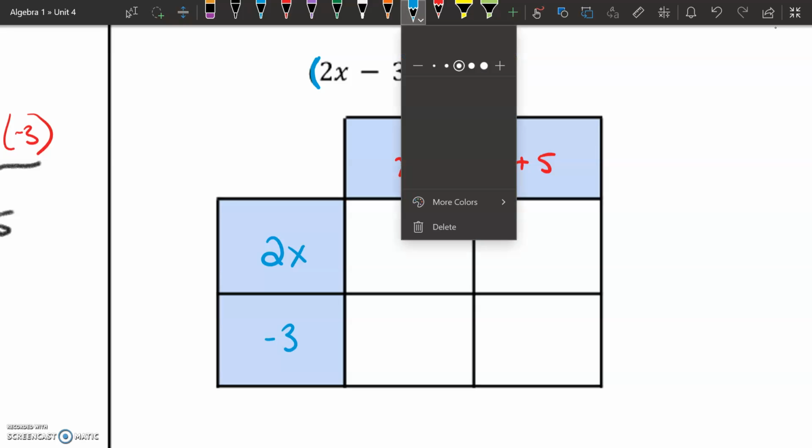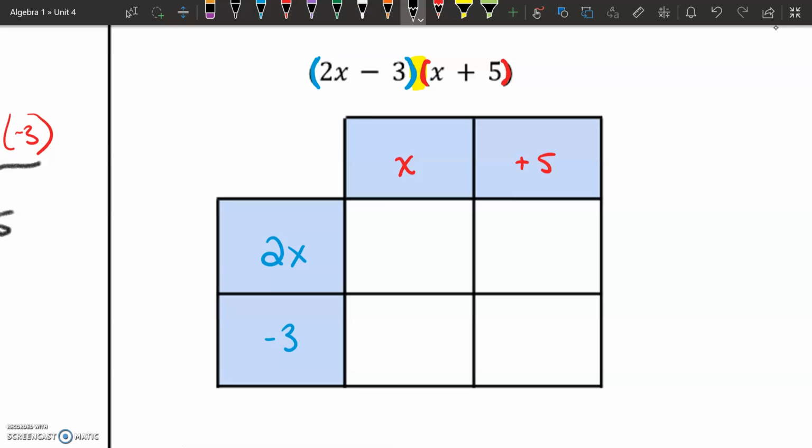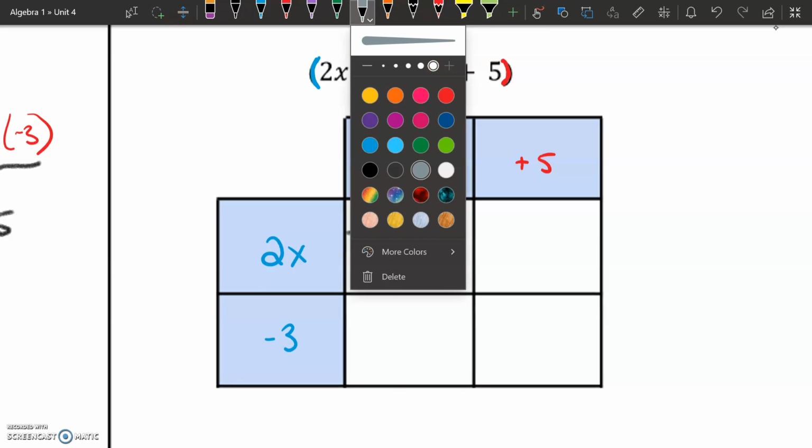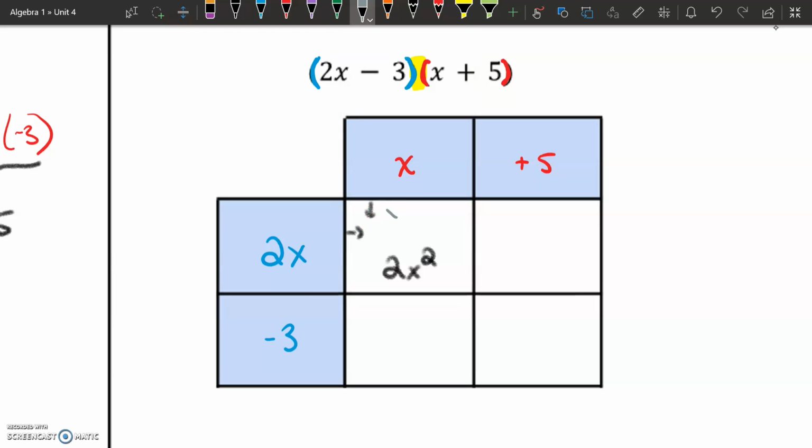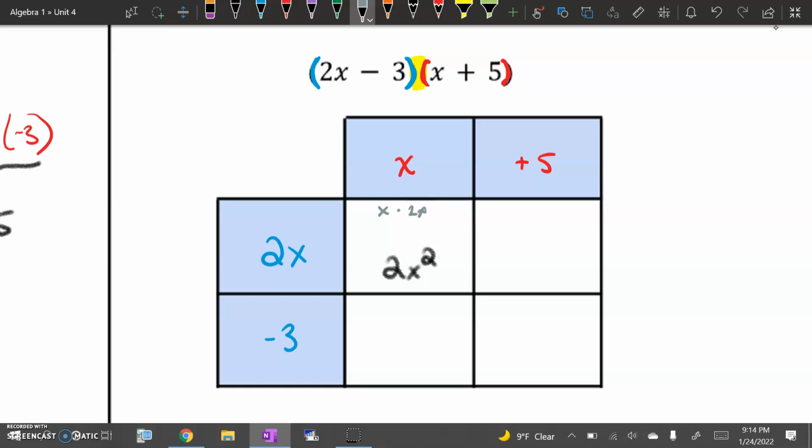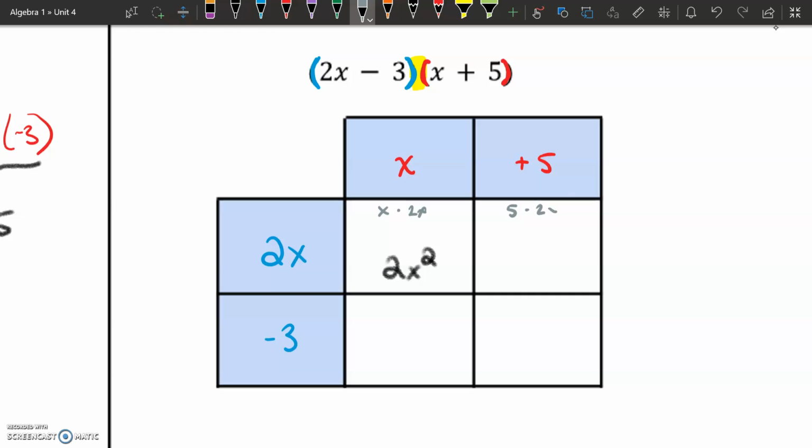Now, when I am filling in the Punnett square, it's all multiplication. Take x times 2x, and there's my 2x squared. And if it helps to see where that came from, this was the x from the top part of the Punnett square times the 2x from the bottom part of the Punnett square. This is a positive 5 times my 2x.